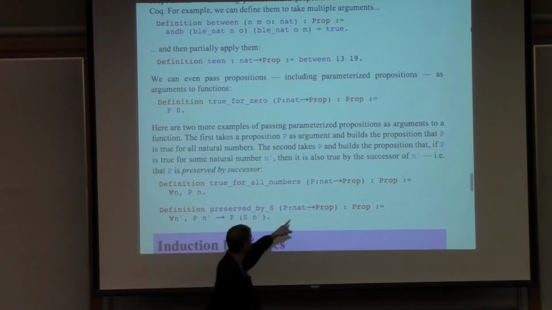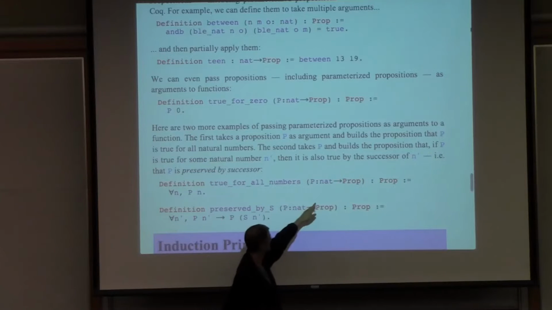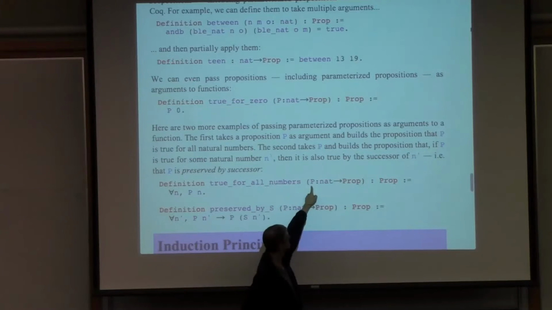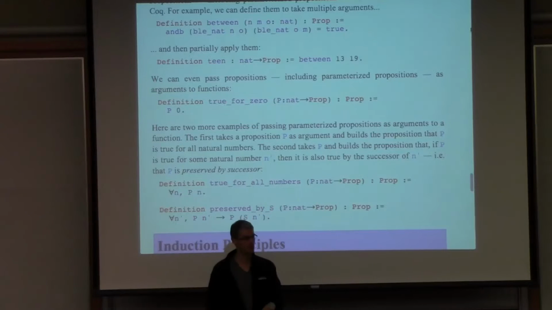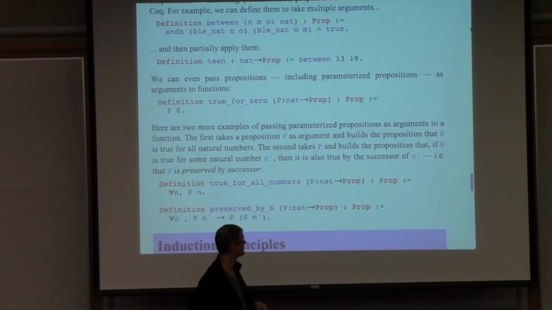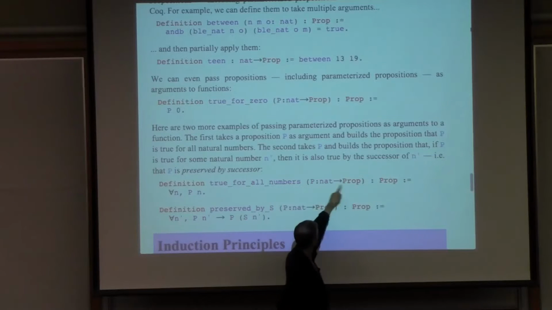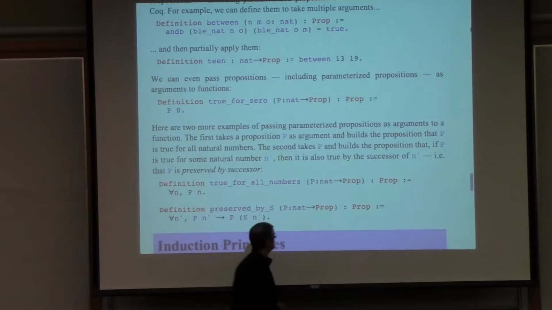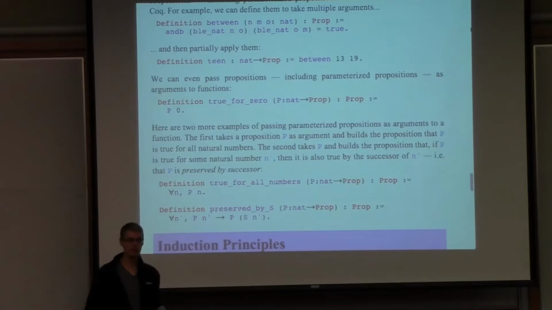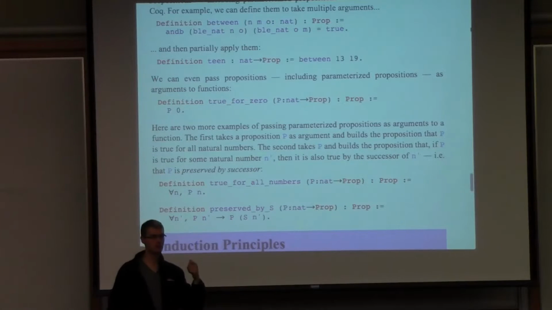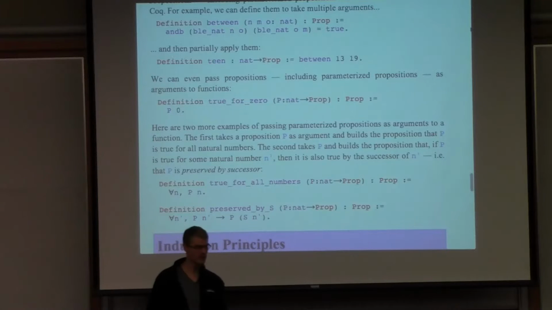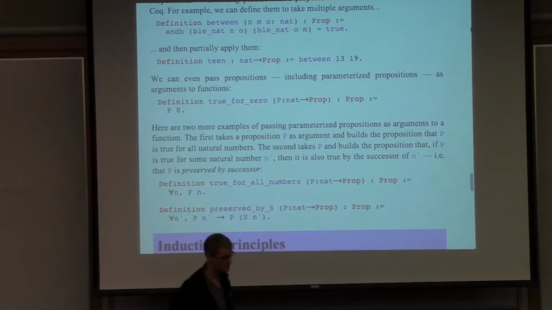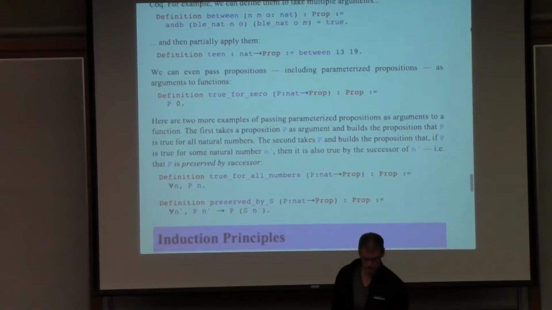So this parameterized proposition has one instance for each p, where p is a property of numbers, a proposition parameterized on numbers. So for each property of numbers, true for all numbers, p is a proposition which is true informally, or provable, exactly when for all n, p of n is provable. Okay?